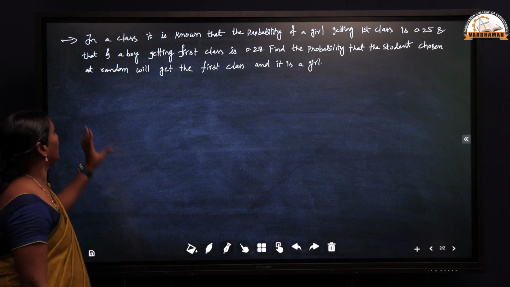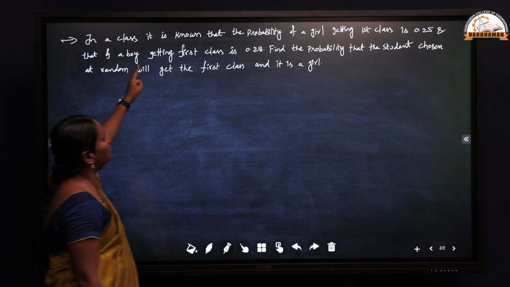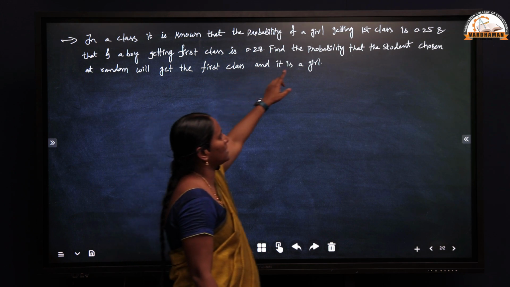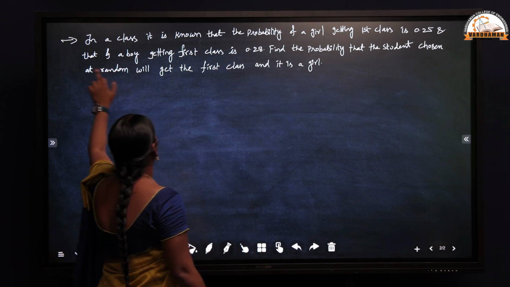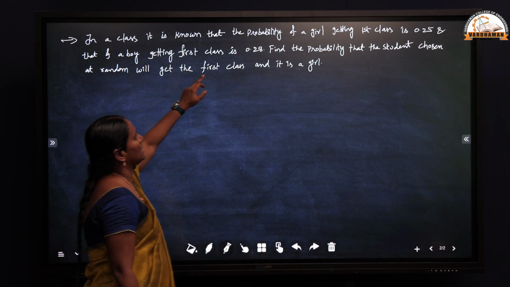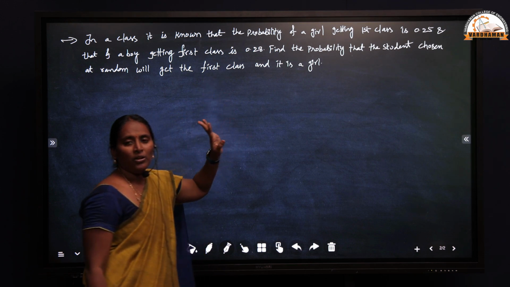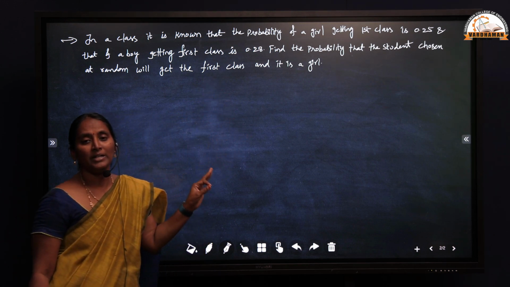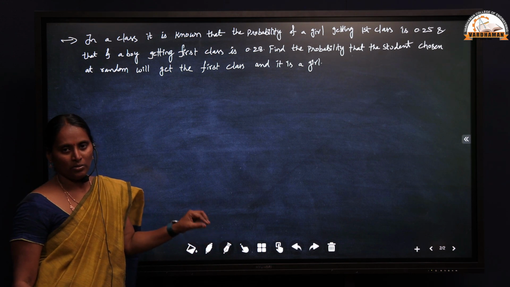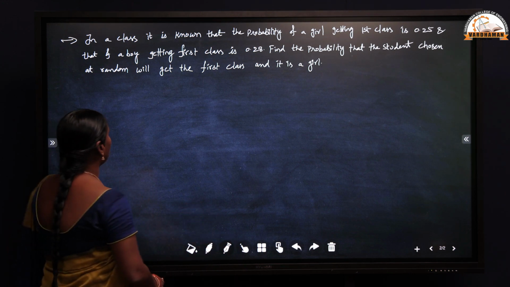Now we are going to define. In a class it is known that the probability of a girl getting first class is 0.25 and that of a boy getting first class is 0.28. Before going to solve this problem, how many events are there in the problem? It is only 2 events. So what are the 2 events?